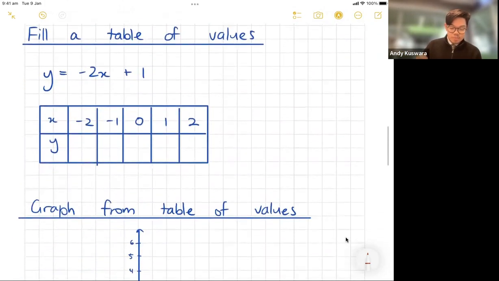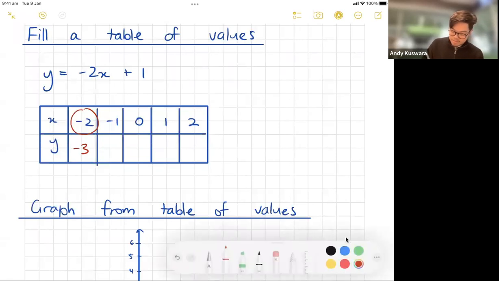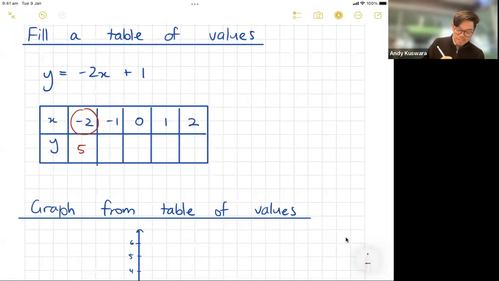Now, one thing that you'll also have to do is learn how to fill in a table of values. This is just a game of substitution. So I go, what's -2 times -2? Oh, hold on. Let's retry that. -2 times -2 is +4, plus 1 is 5. And then -2 times -1 is 2, plus 1, which is 3.